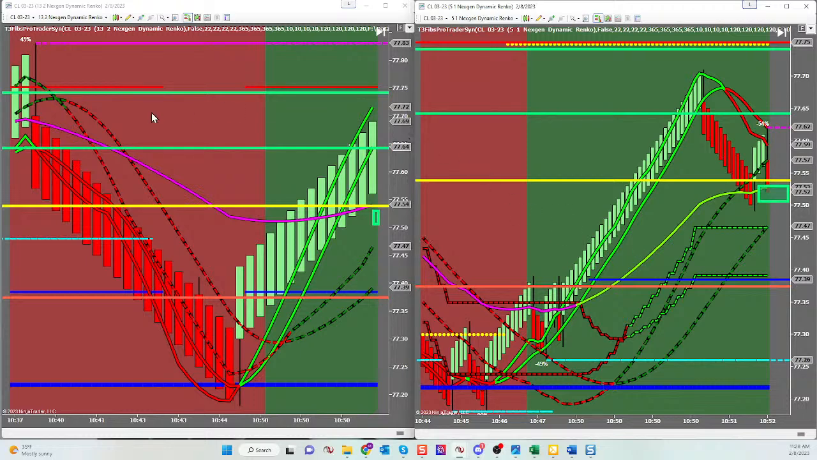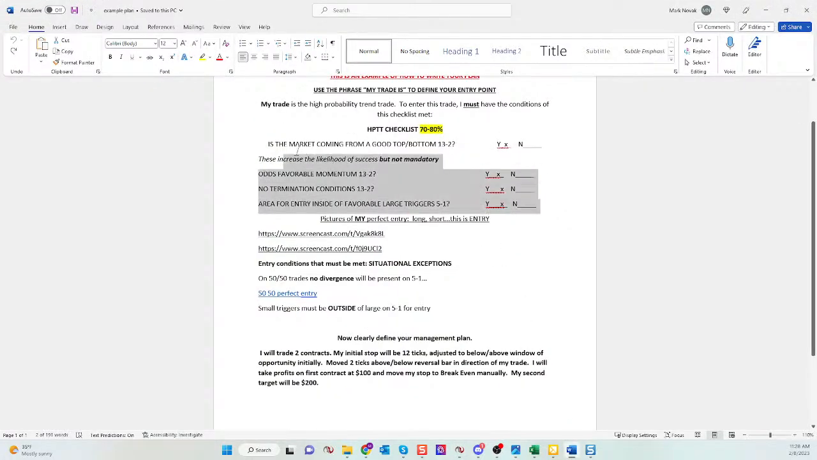I would not get out, Safia. I have odds favorable momentum. I have no termination conditions. And I have an area of support inside of favorable large triggers. My checklist, 100%, says that this is still a high probability trend trade. Does that make sense? Because that's the part that you'll start working through. But this is also the part, Safia, while we focus on learning that foundation initially, being able to identify.